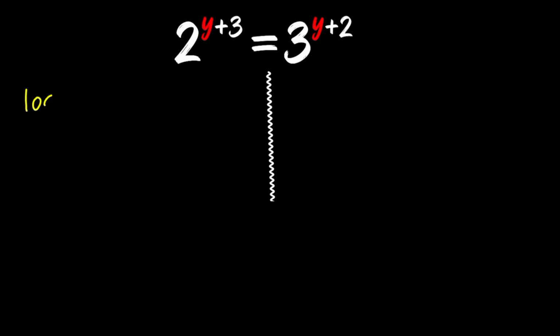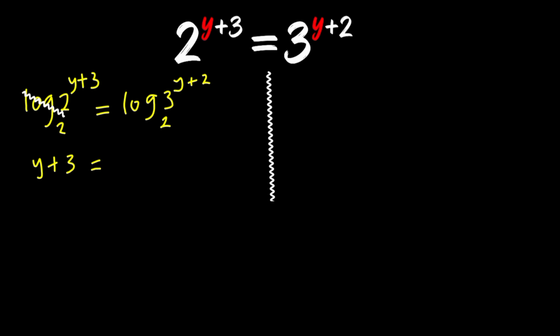To solve this equation, let's take log base 2 of both sides. Therefore, we have log base 2 of 2^(y+3) equals log base 2 of 3^(y+2). So we know that log base 2 of 2 cancels out. Therefore, we'll be left with y plus 3, and it equals y plus 2, which comes in front of the logarithm, multiplied by log 3 base 2.